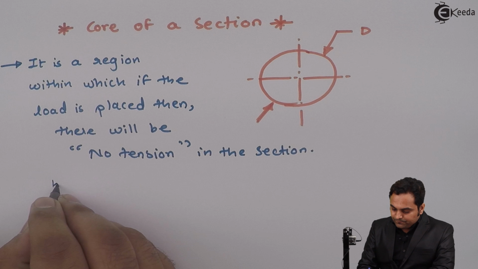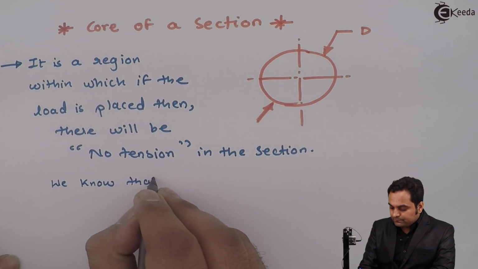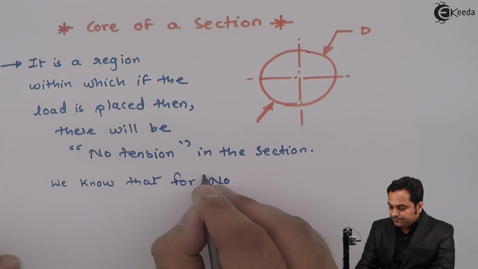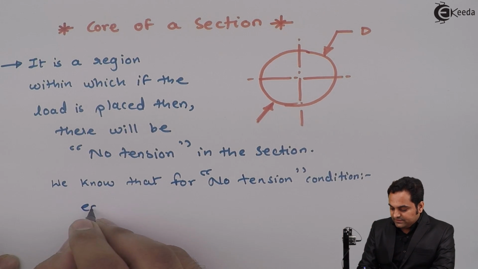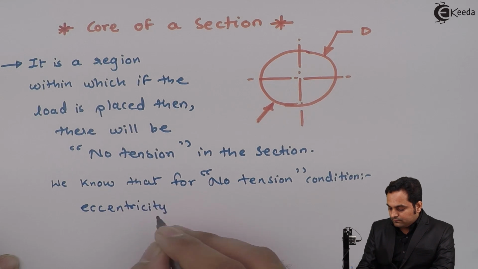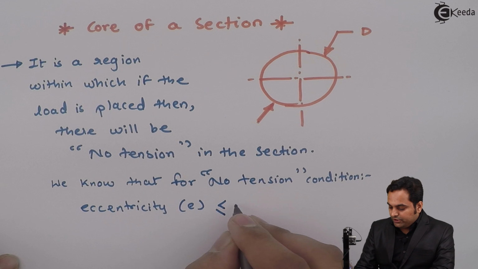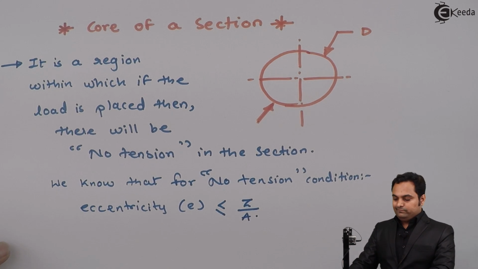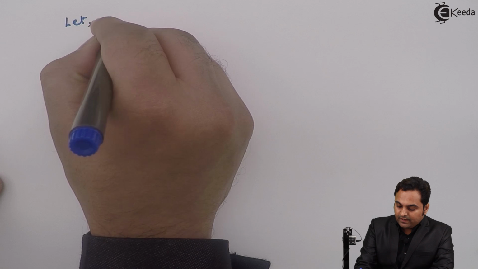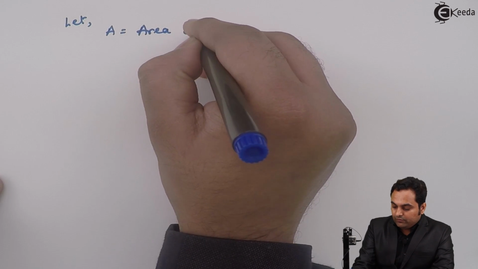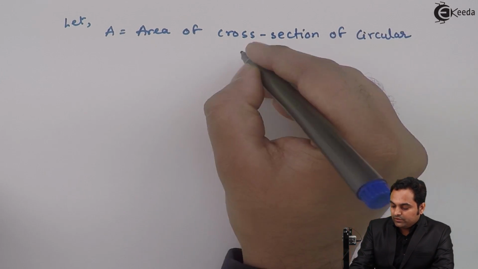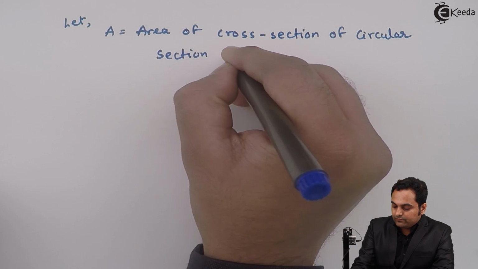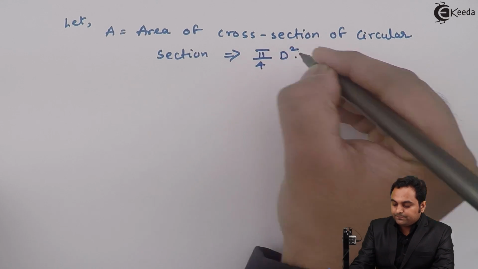So here I will say that we know that for no tension condition, eccentricity E should be less than or equal to Z upon A. Now, for the circular section, I will say that let capital A is equal to area of cross section of circular section, and that area of cross section will be pi by 4 into capital D square.